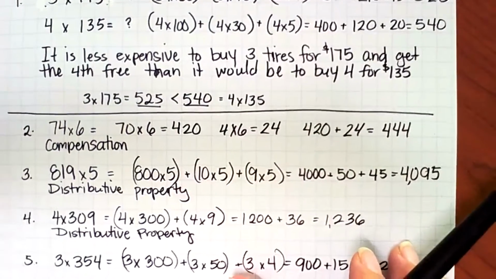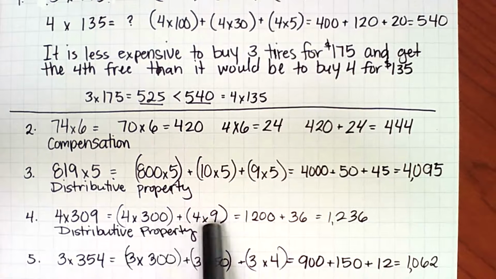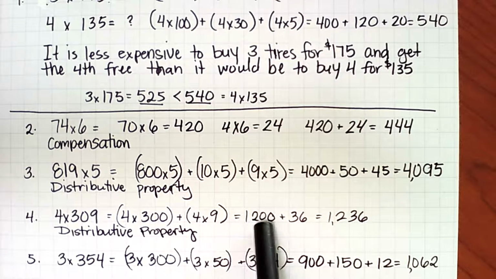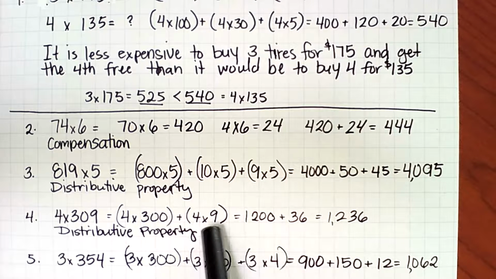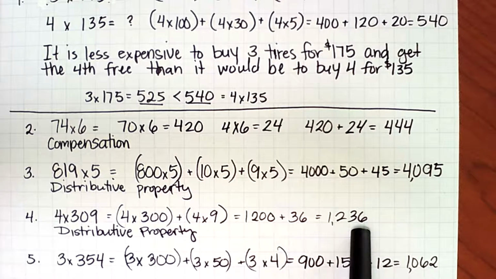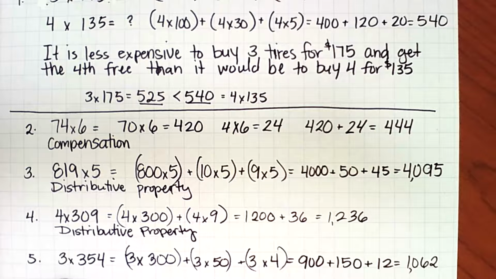So for number 4, 4 times 309. I did 4 times 300 plus 4 times 9. 4 times 3 is 12. Since we're multiplying by hundreds, I added my 2 zeros to the end to make it 1,200. 9 times 4 or 4 times 9 is 36. When I added those together, I got 1,236. And for my last question in the guided practice, 3 times 354, I distributed again.